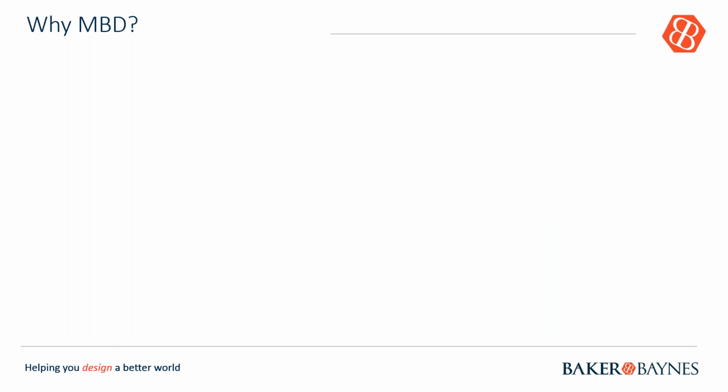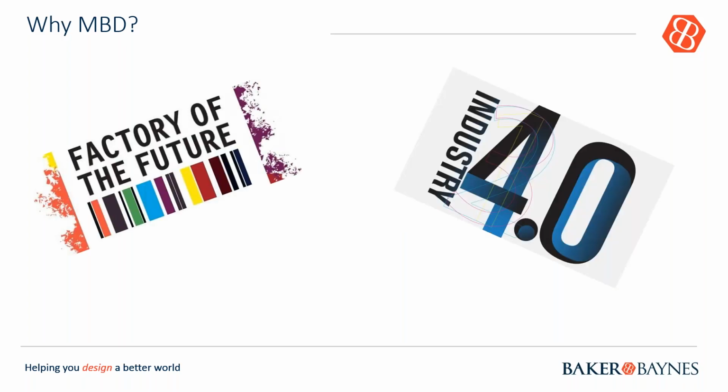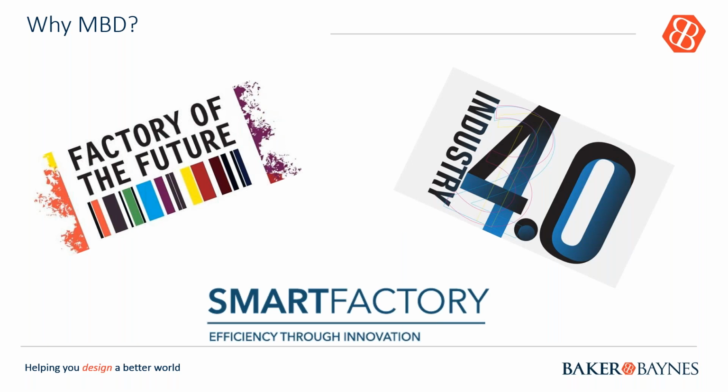So let's start off. We're looking at Industry 4.0. As you can see, it's a factory of the future, Industry 4.0, and smarter factories. It gives us the ability to be more intuitive in how we design, and how we machine, and how the machines operate and how the machines work. Now, where does model-based definition tolerancing fit inside of this? So what does this really mean?